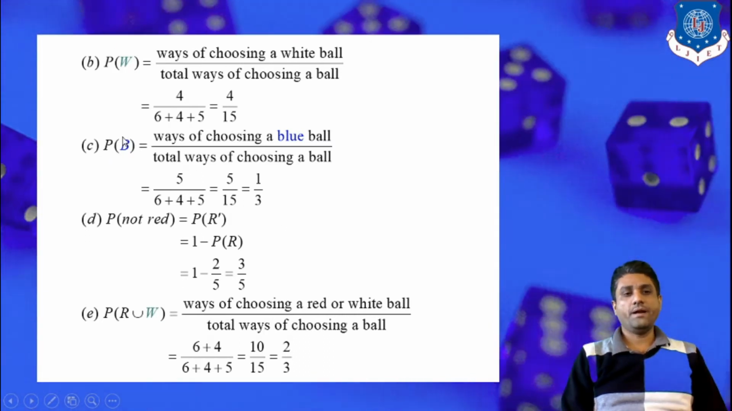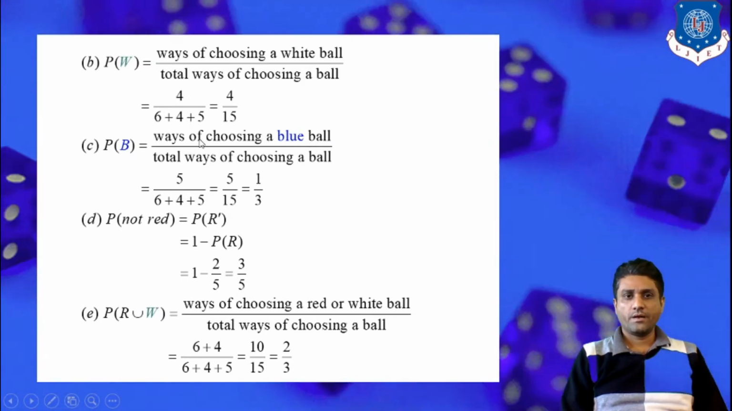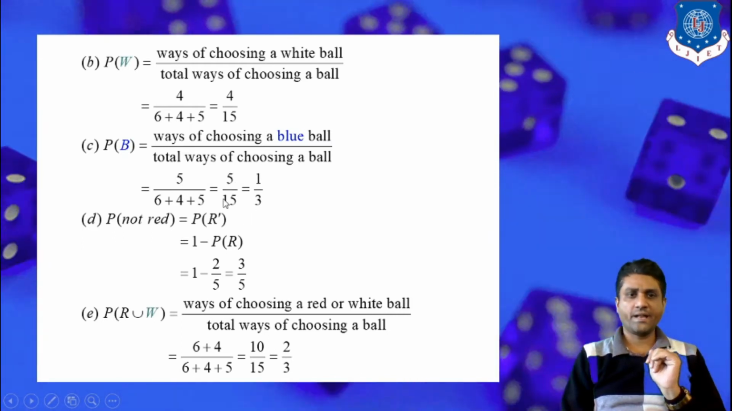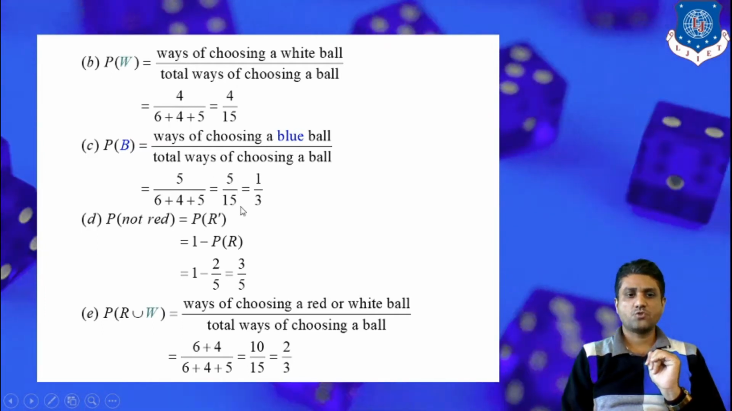Similarly, for the probability of getting a blue ball, nothing is changed in the denominator, just the numerator is replaced. In the numerator we write the number of blue balls, and there are a total of 5 balls. So it's 5 divided by 15. Again we have to cancel out the common factor, so 5 by 15 leads to 1 by 3.